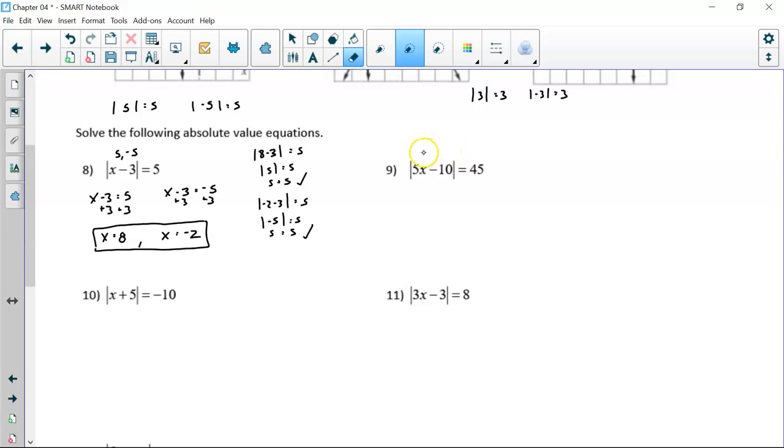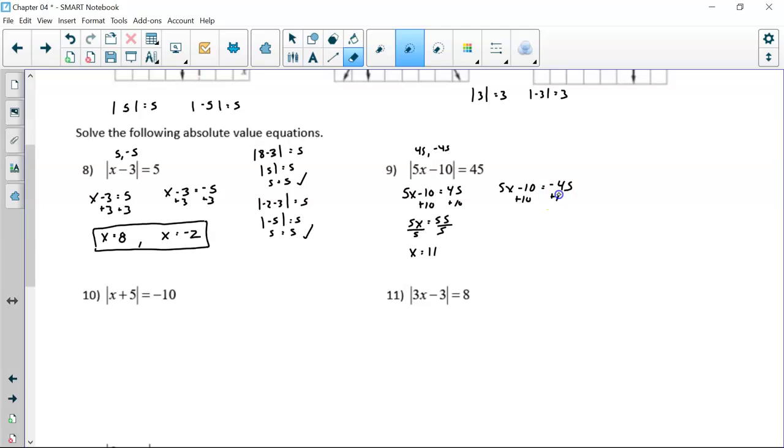For number 9, remember, what's in the absolute value bars? That could be a positive 45 or a negative 45. So we have to write both situations. 5x minus 10 equals 45. 5x minus 10 equals negative 45. Add 10 to both sides. 5x equals 55. Divide both sides by 5. X equals 11.